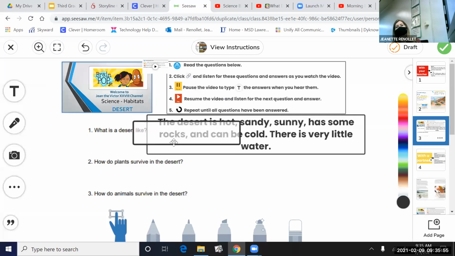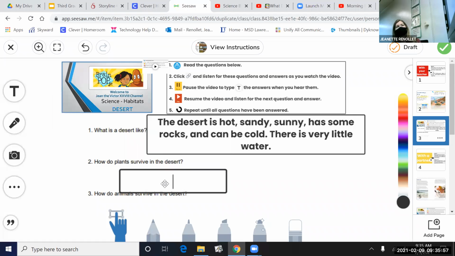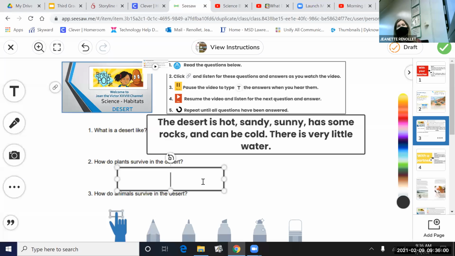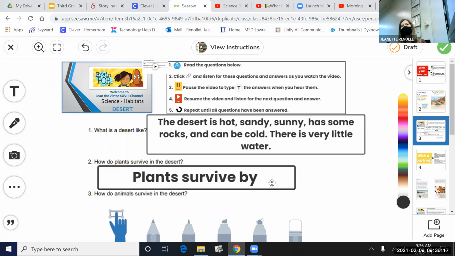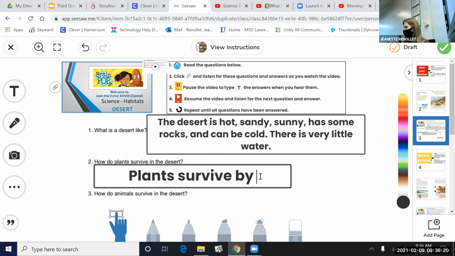Okay, let's start our complete sentence. Our question says, how do plants survive? So we're going to start with plants. That's our subject. Our verb is survive by. I want you to list 2 ideas that you heard. Plants survive by, write 2 things that you heard from the video. We heard our class share out. You've got 1 minute to type your plant survival sentence.